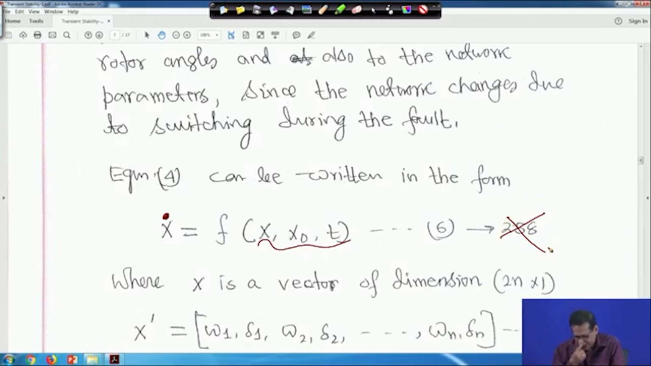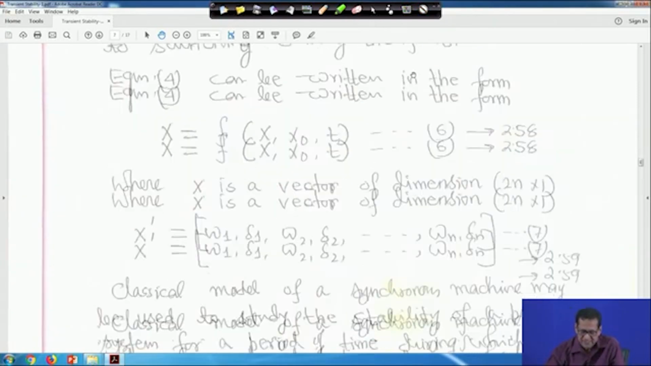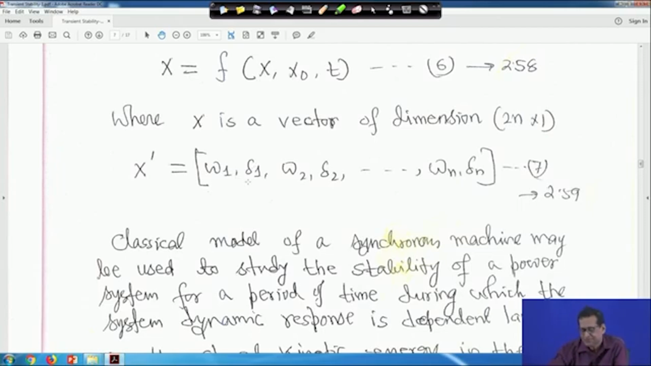This way we can write, where x is a vector of dimension 2n by 1, because for each machine you have two variables. For example, omega 1, delta 1, omega 2, delta 2, up to omega n, delta n. This is equation 7. So x is equal to the transpose of this vector, and this is actually x dot; there should not be any mistake, the dot is missed somehow in scanning.